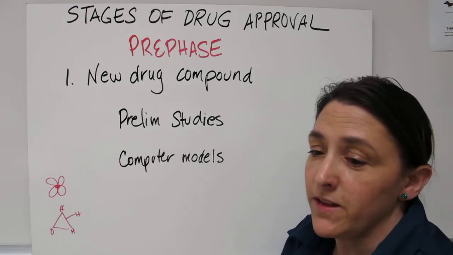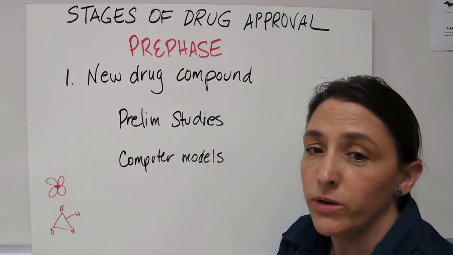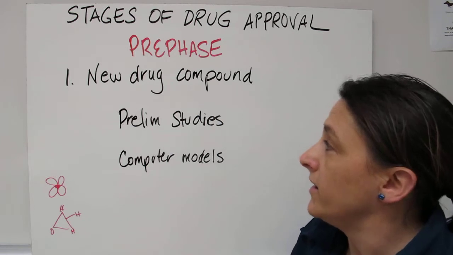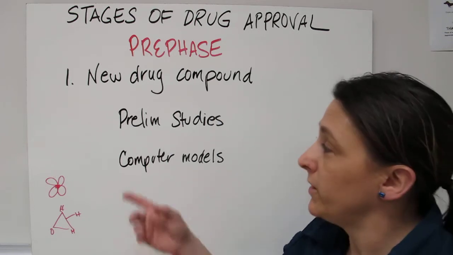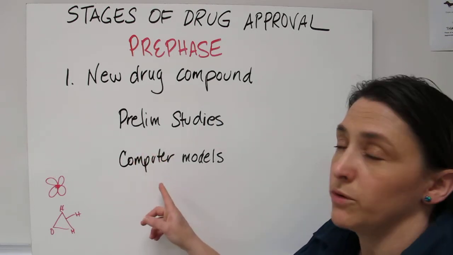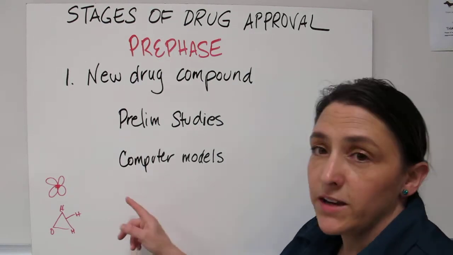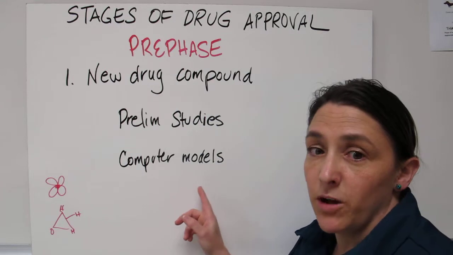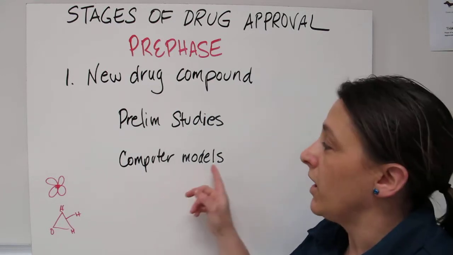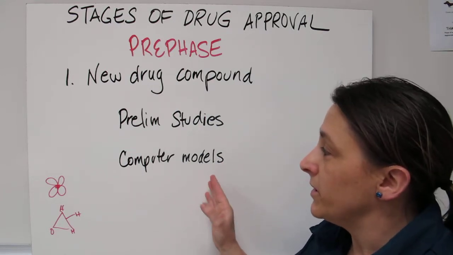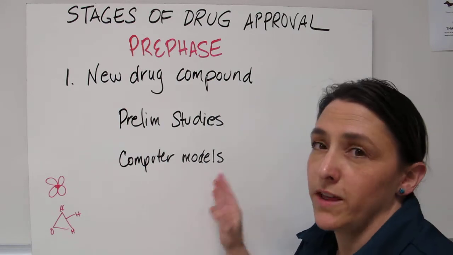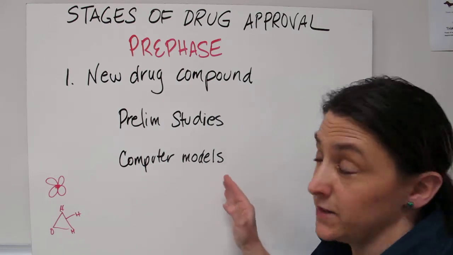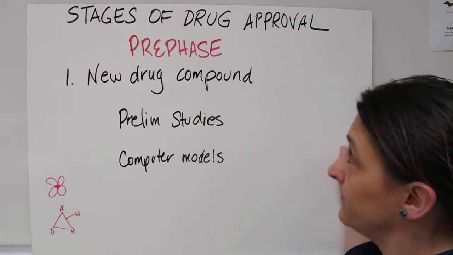It might be something that a scientist may think will help with this particular disease, and they will start off with a few preliminary studies, but most of the studies they do are computer models. If at any time while they're doing this computer model, something doesn't come out right, they think that it may cause some issues with the animal, that it may not work, they will stop the testing at this point. They will not go any farther.